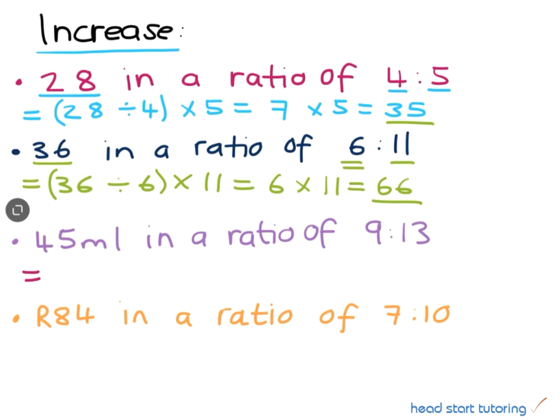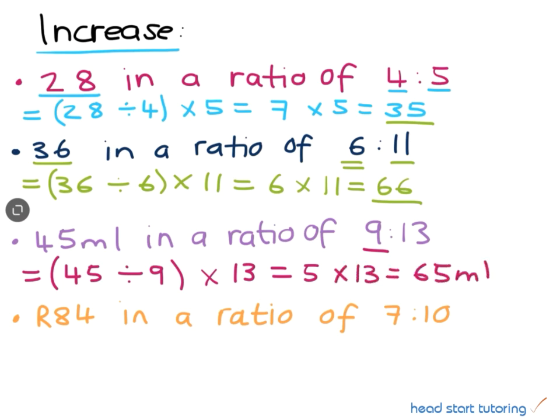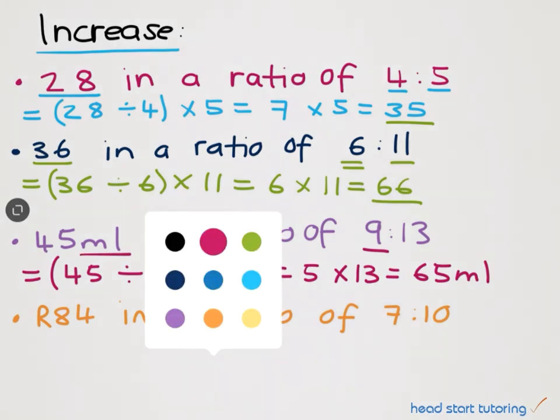Increasing 45 milliliters in a ratio of 9 to 13. Again, I divide my number by the smaller part of my ratio, which is 9, and I multiply it by 13. So 45 divided by 9 is 5, multiplied by 13 gives me an answer of 65 milliliters. So don't forget your measurement if there is a measurement attached to that original number.